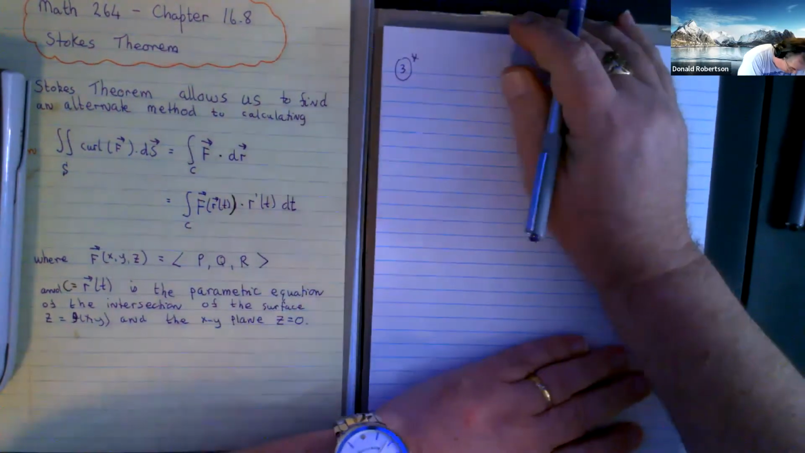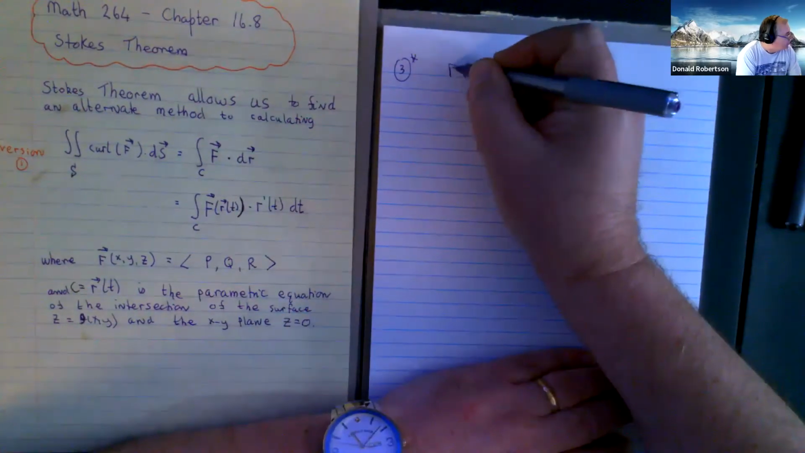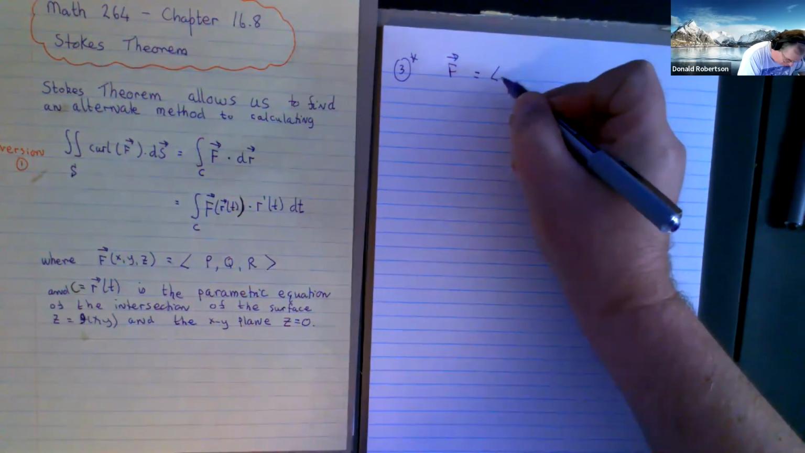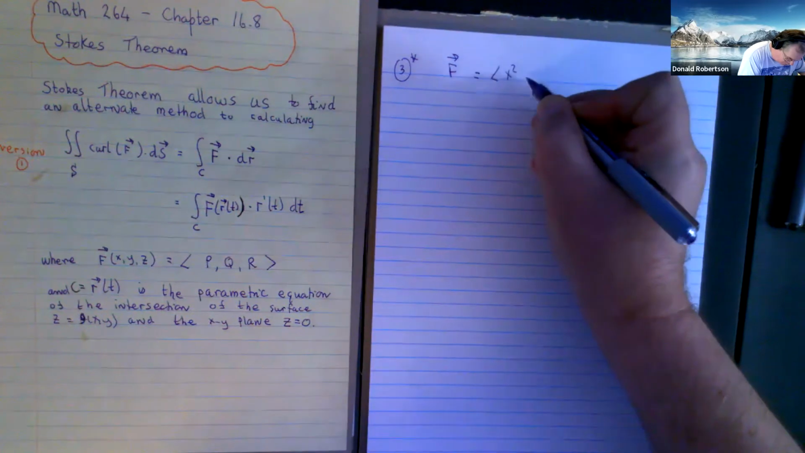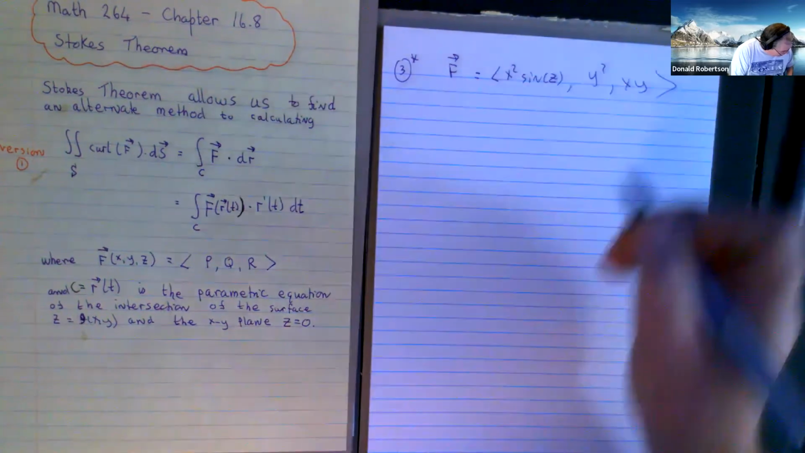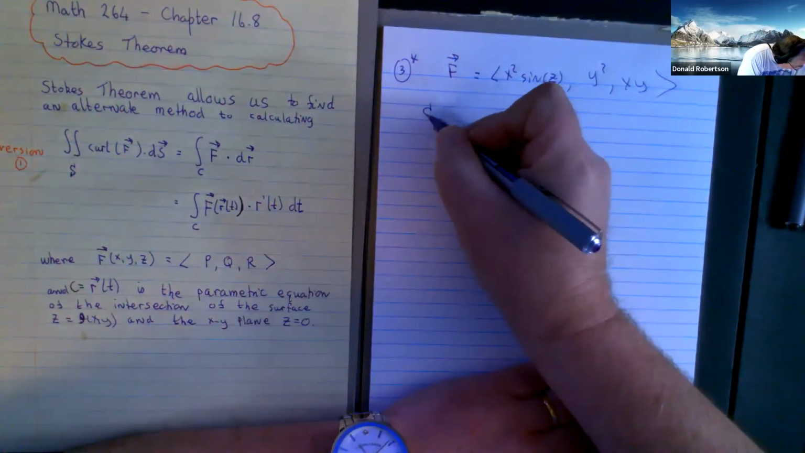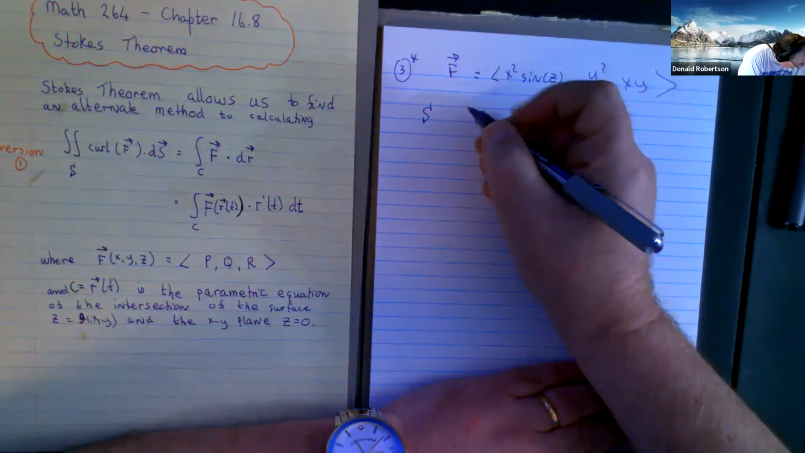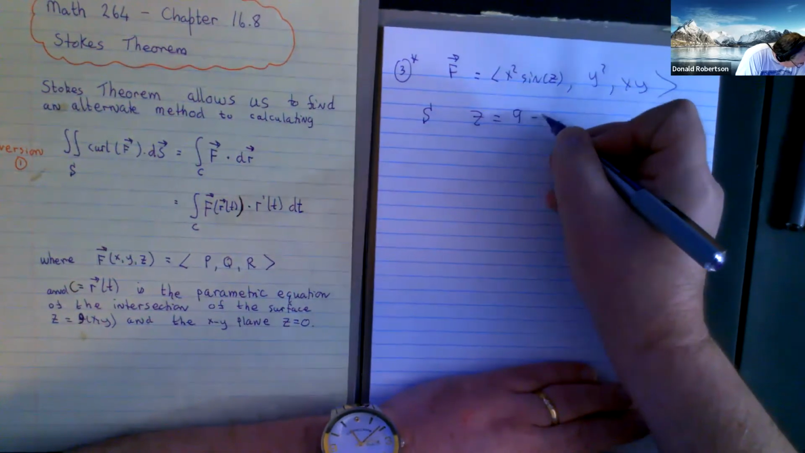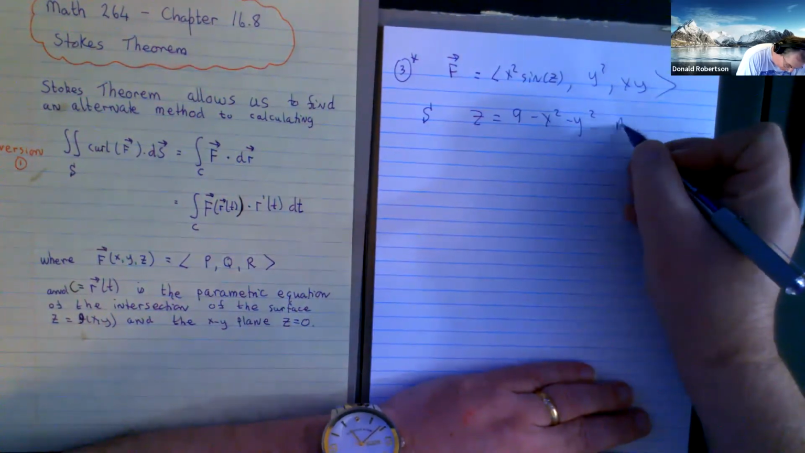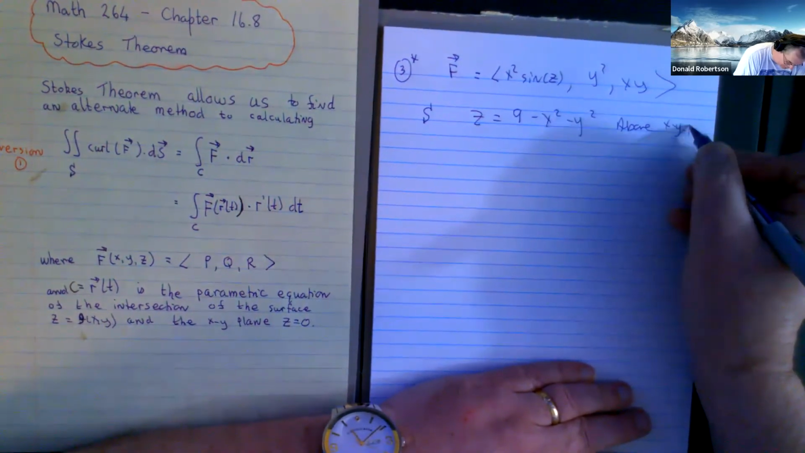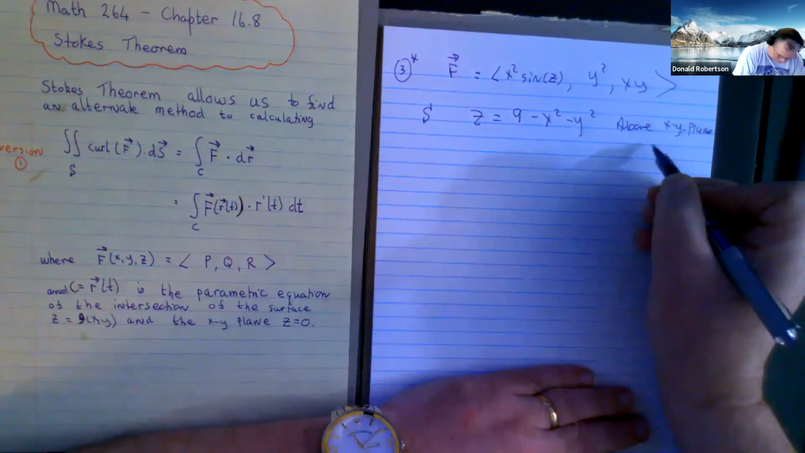We have a vector field F, which happens to be x squared sin z, y squared, xy. So we're given that fella. The surface S is described as a paraboloid, which is that guy, that lies above the xy plane. So that basically just means z equals 0.